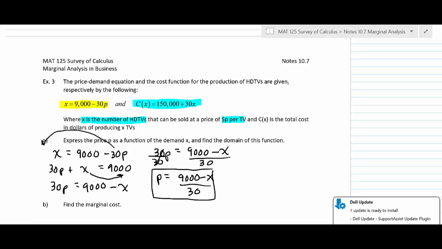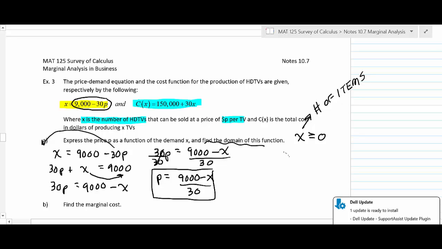So that's changing. The next thing we want to do is find the domain of this function. There are a couple of important things here. The first thing is X has to be greater than or equal to 0, okay? Because X is how many things you're producing. So that's the number of items. You can't produce negative items. So you're going to take this function, and let's take it in this form. That's what X is. So you're going to say 9,000 minus 30p is going to be greater than or equal to 0.